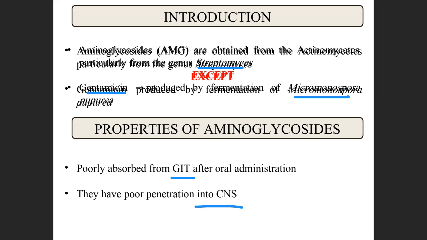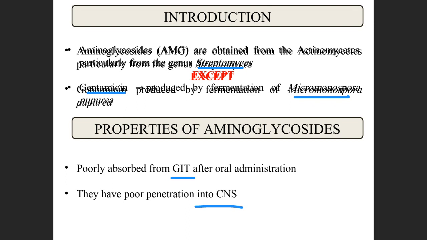aminoglycosides. Now, aminoglycosides are the antibiotic agents which are obtained from Streptomyces bacteria. All the aminoglycosides are obtained from Streptomyces bacteria except one aminoglycoside which is obtained from Micromonospora, and that aminoglycoside is gentamicin. So gentamicin is the only aminoglycoside which is obtained from another type of bacteria, which is Micromonospora.